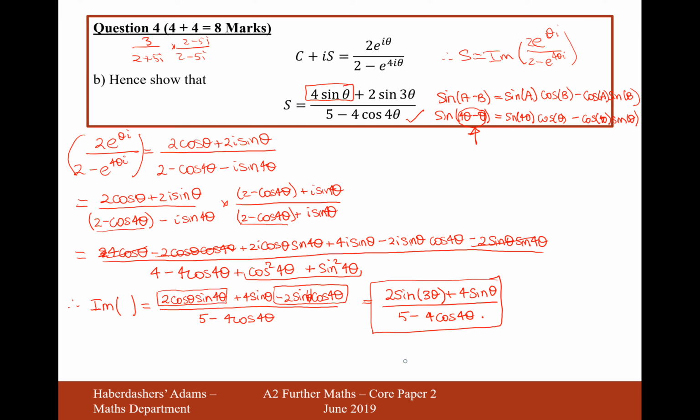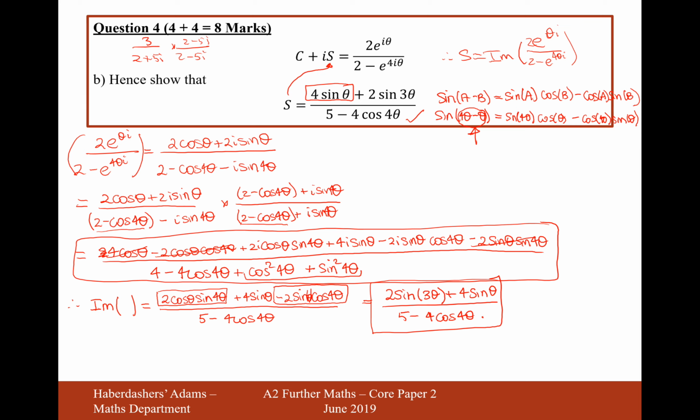If you were finding an expression for C, you would just take the real part of this big fraction here, but that was the key part to it, creating this big fraction, then just taking the imaginary parts from it, because S here is clearly just the imaginary part of that big long expression there. So there we are. That's all we have to go through for question 4, with 8 marks in total there. Let's now move on to question 5.